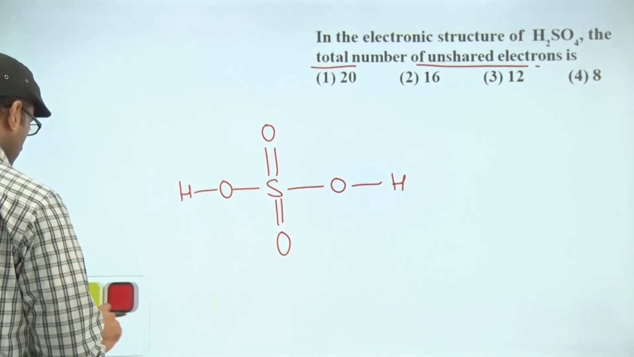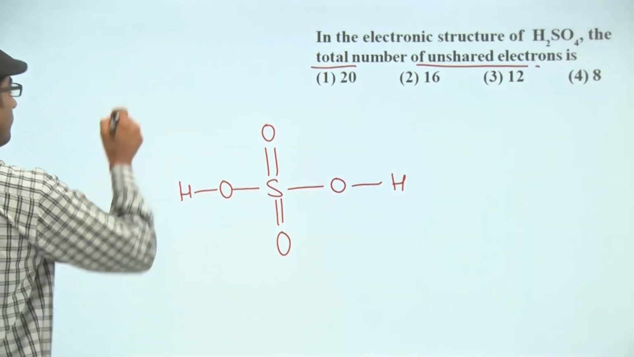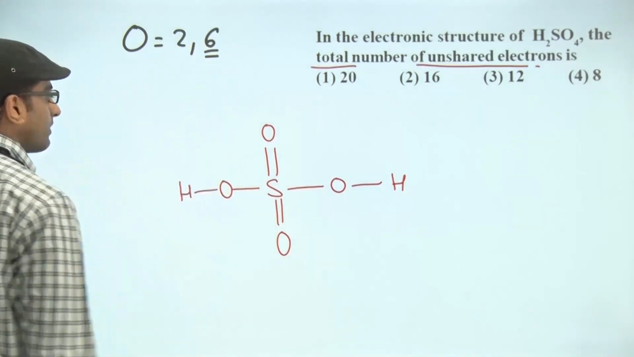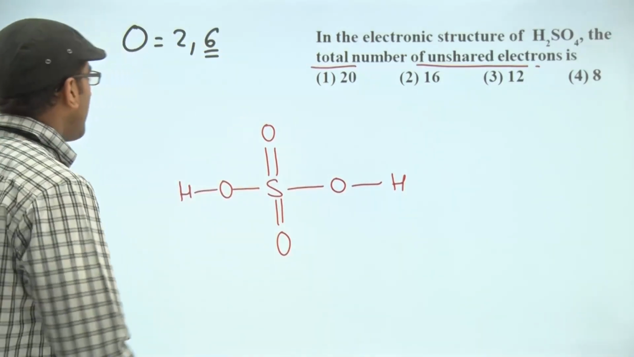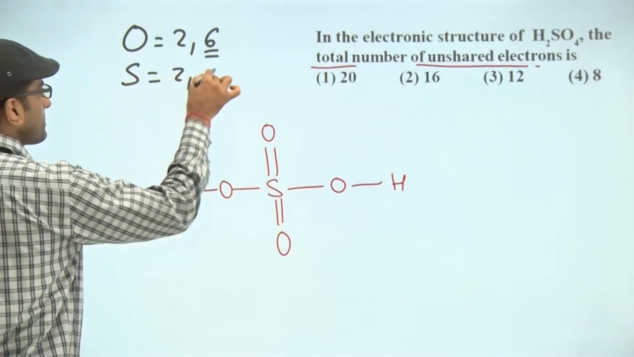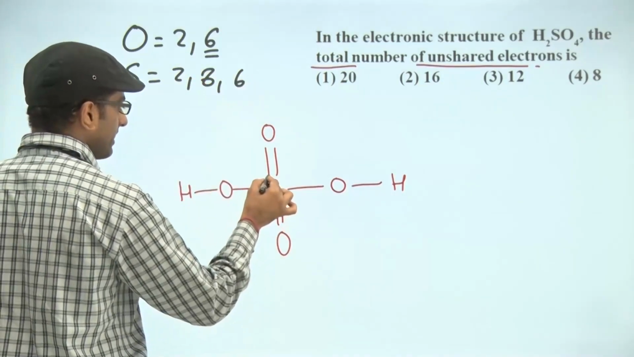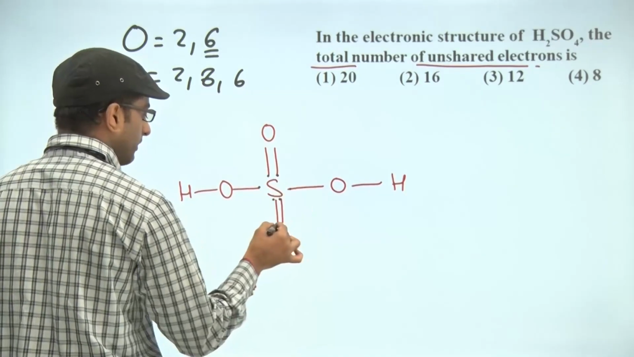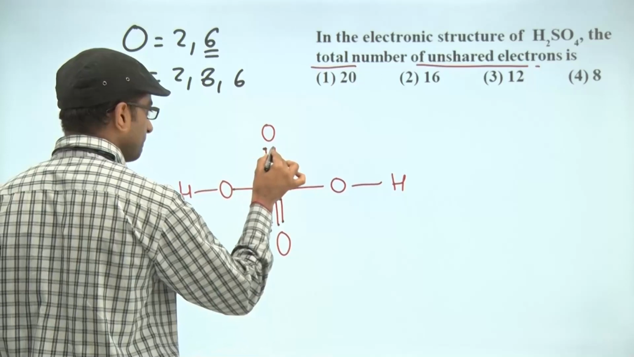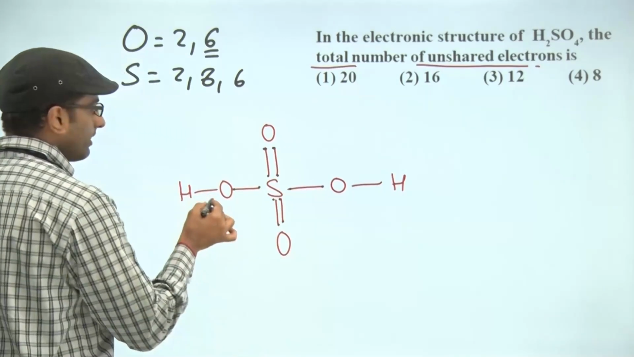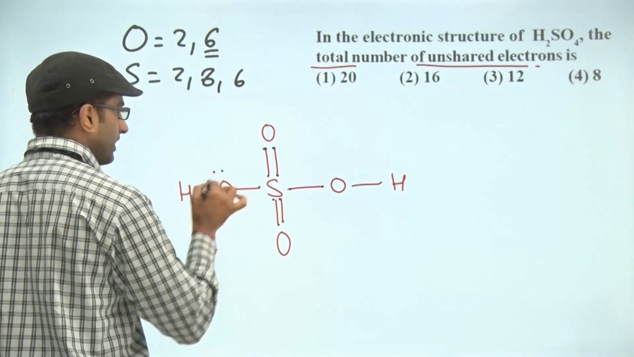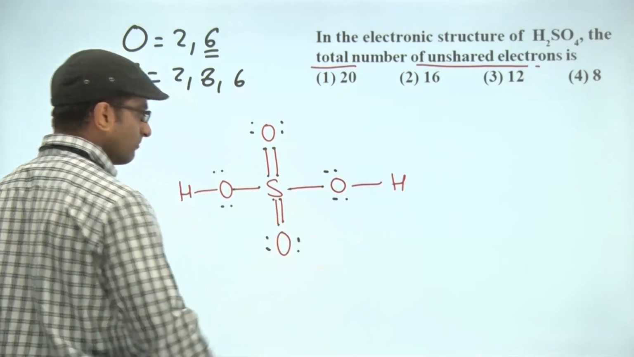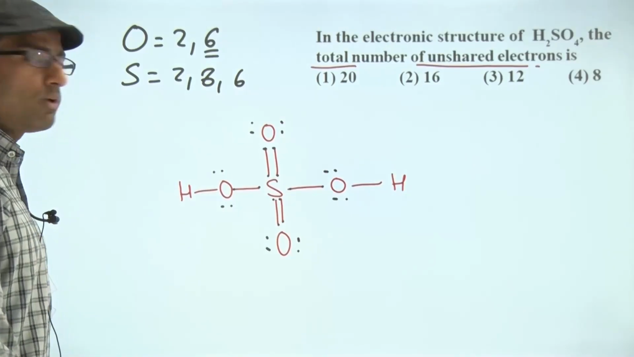Next, oxygen is having configuration 2,6, it means 6 electron in the outermost shell, and sulfur is having here the 2,8,6. So sulfur is making here, you can see that, 6 bonds, so all electrons are consumed. These are the bond pairs, but each oxygen is having 4 electron in form of 2 lone pair.